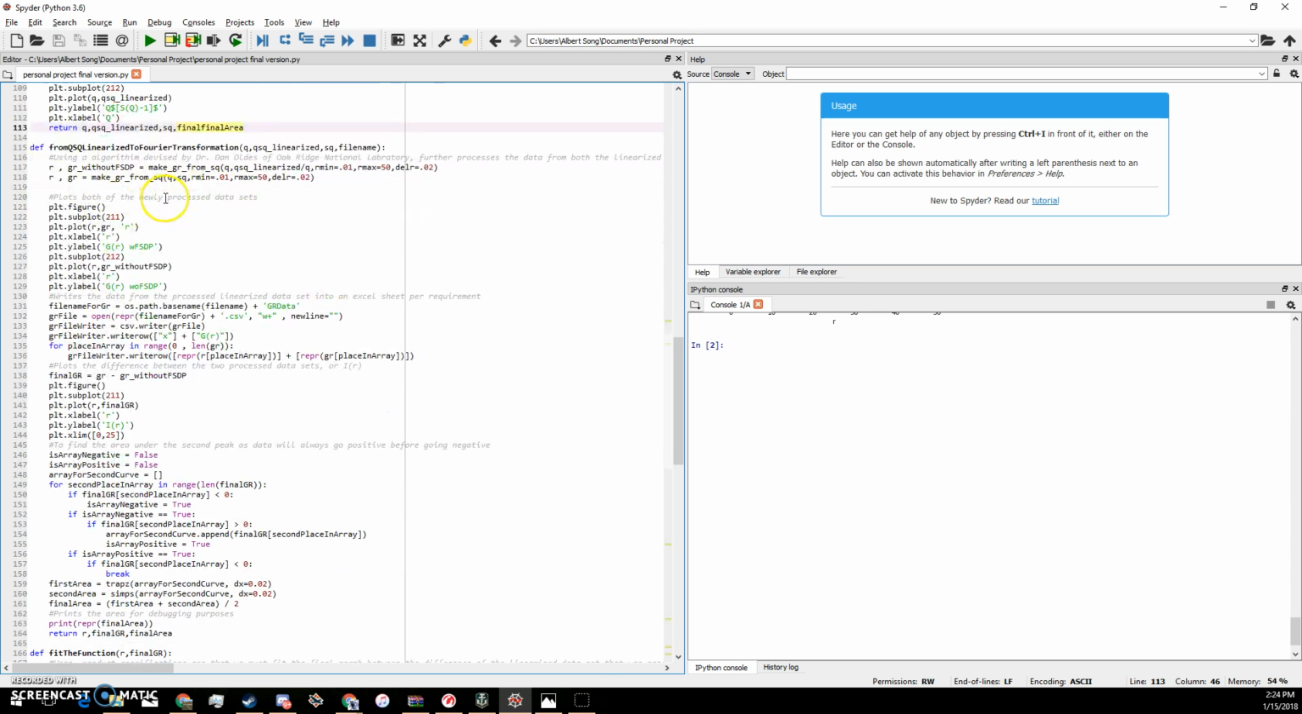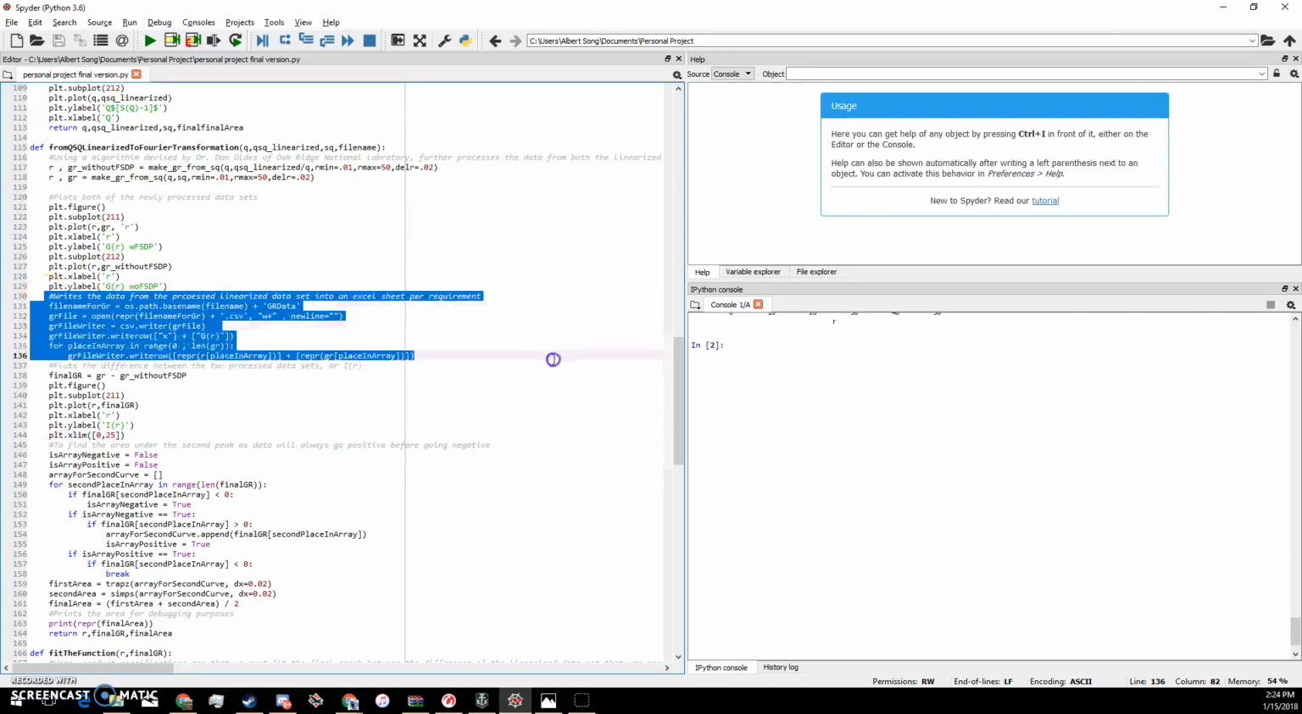Here I wrote another definition that further processes the two data sets, then subtracts them to get an exponential decay sine graph, with some integration along the way. I then graphed the data sets, as here. It also writes the processed linearized data set into an Excel file, as shown there.